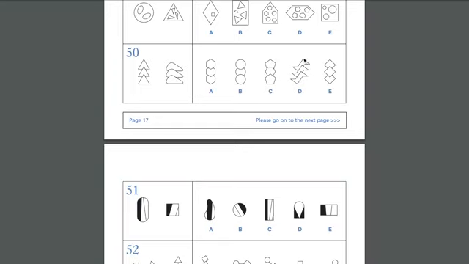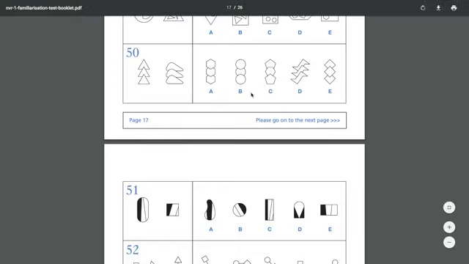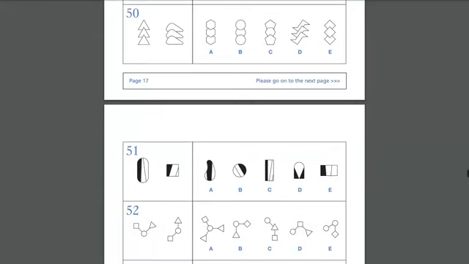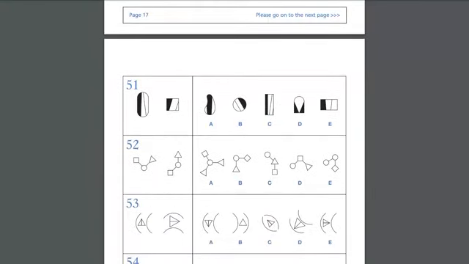So you need three shapes like this going up and down. So you cancel the circles, cancel A, B, and E. So you need something like C or D. I've given you guys a hint, C and D. Try telling me the answer now. 50 is D. What about 51?